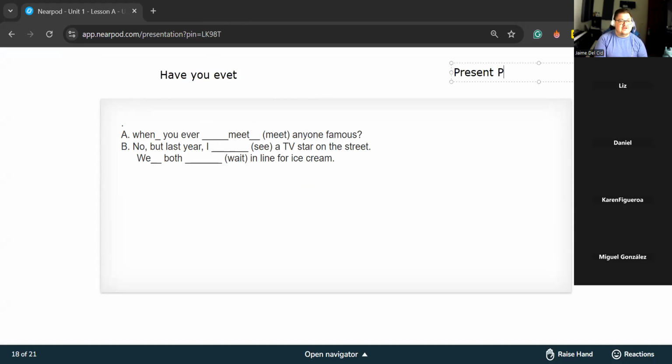Present perfect. ¿Se acuerdan que el present perfect tiene ciertas características? El present perfect usa el have como auxiliar. Por eso es que lo estoy usando al principio de la oración, ¿verdad? Y también usa el past participle del verbo. El past participle del verbo es aquel que nosotros tenemos en la tercera columna del archivo de verbos, ¿verdad? El past participle. En caso de la palabra meet, el past participle es met. So it's have you ever met? Have you ever met anyone famous?